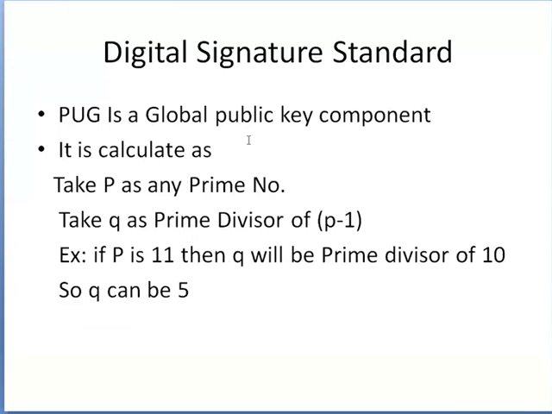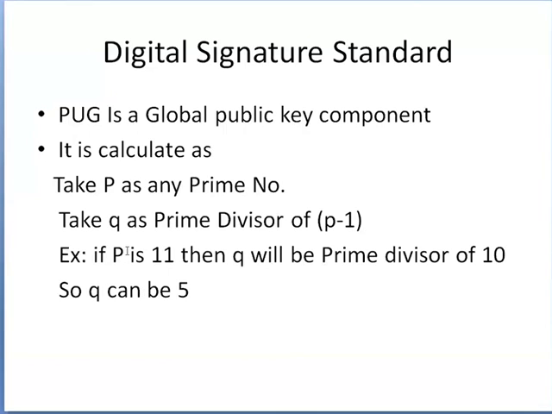Here, in digital signatures, for the public key component, how do we calculate P and Q? I forgot to mention that. As in RSA, we take P as a prime number, and then Q as a prime divisor of P minus 1. So Q is a prime divisor of P minus 1.